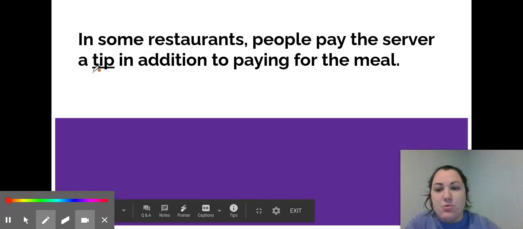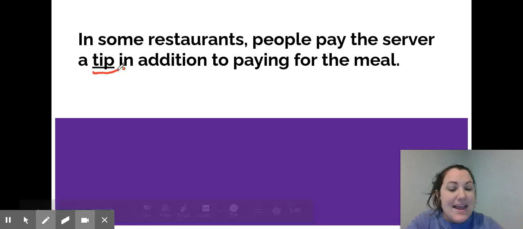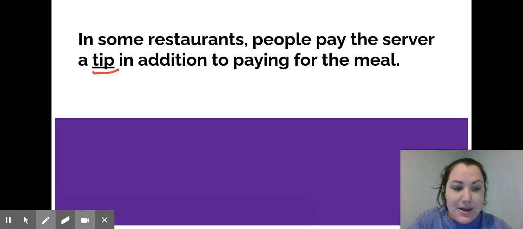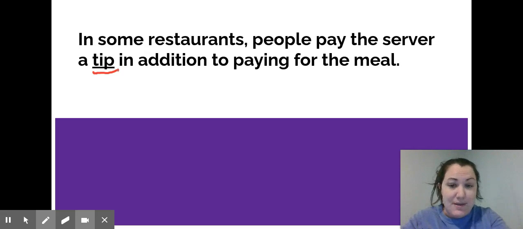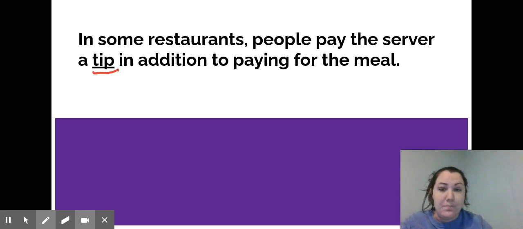Tips are something you will have to deal with for the rest of your life. Anytime you go out to eat, it is very customary that if you get good service, you tip based off of the service. And honestly, no matter what, you tip. Usually in general, people tip between 15% and 20%. And if it's even better service, people tend to tip more as well.